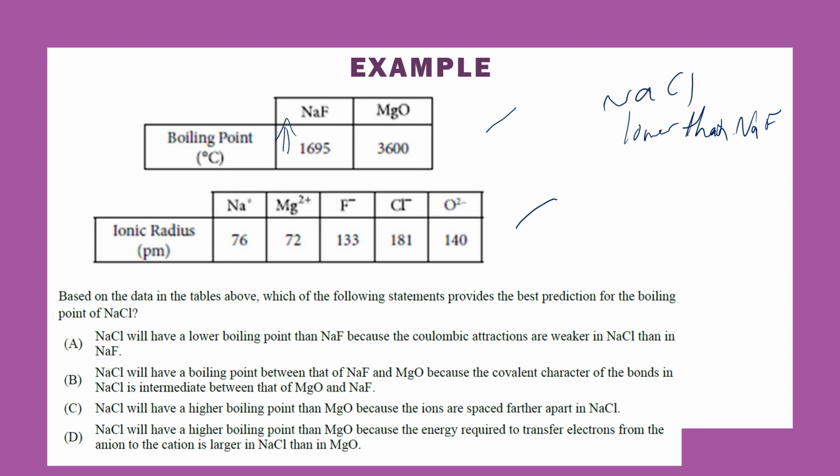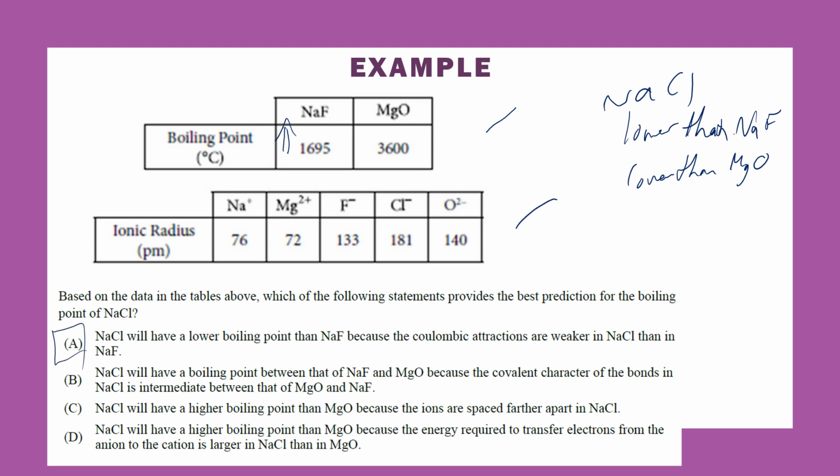And then if we're comparing sodium chloride to magnesium oxide, magnesium oxide has positive 2 and negative 2 charges. So there's a greater charge, which means it's going to have stronger Coulombic attractions. So the sodium chloride is also going to be lower than the magnesium oxide because it has a lower charge.